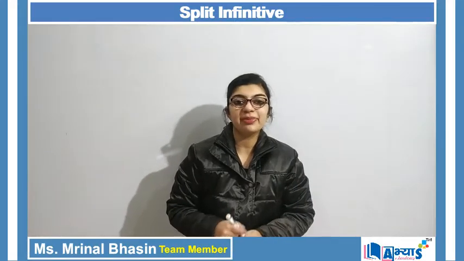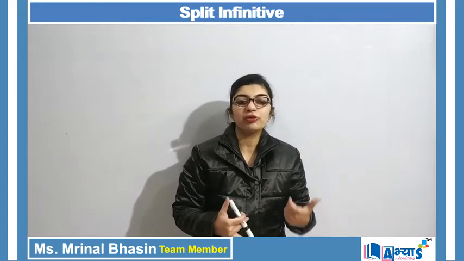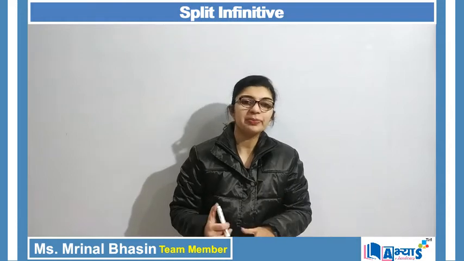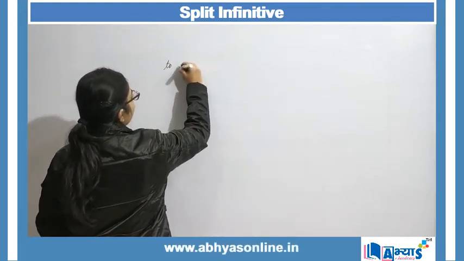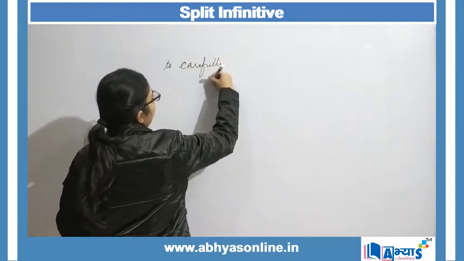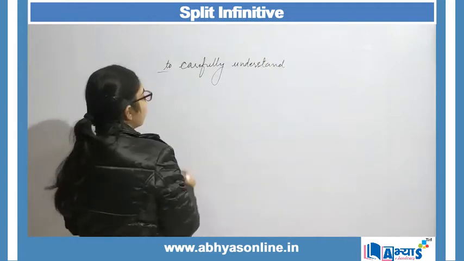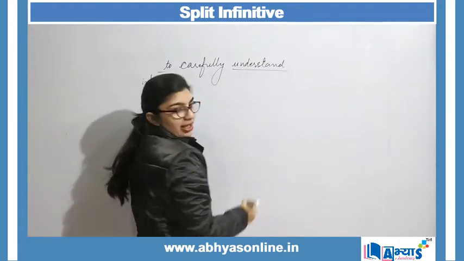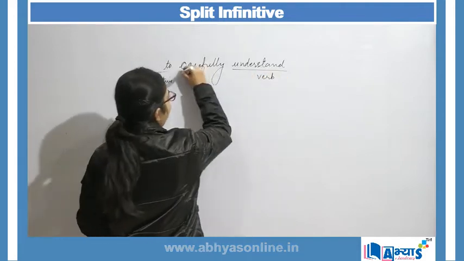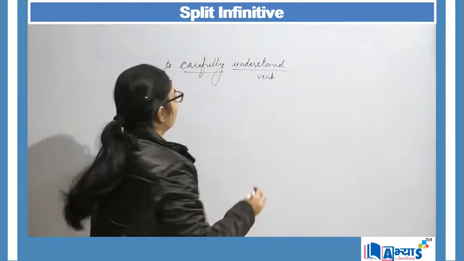So we have understood that the basic idea of split infinitives is that it breaks the infinitive "to" from the verb, and that verb can be any form of verb. Now, I have discussed "to carefully understand." Over here, "to" is my infinitive and "understand" is my verb, and "carefully" modifies the verb "understand." Therefore, "carefully" is referred to as my adverb.